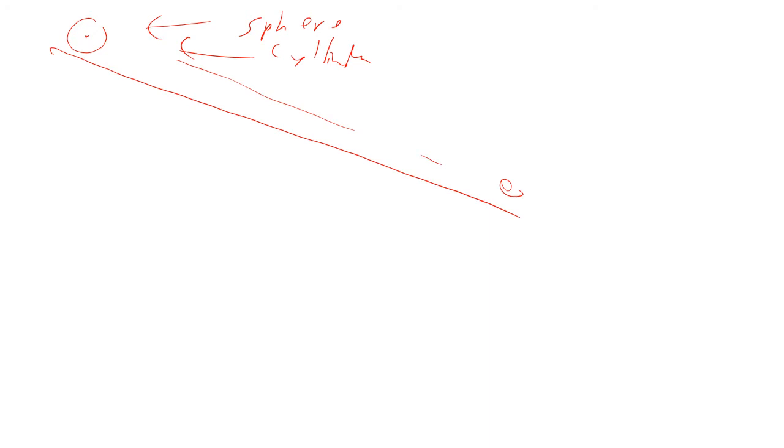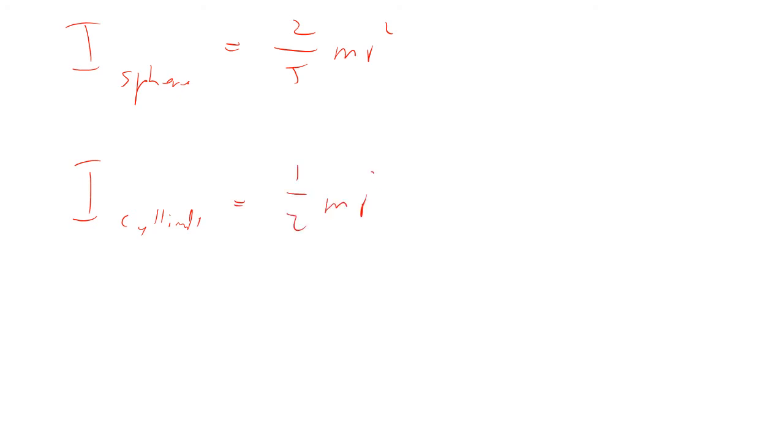If we want to find out which one reaches the bottom first, then we have to figure out I. So I of a sphere is going to be equal to 2/5 mr squared. And I of a cylinder is going to be 1/2 mr squared.